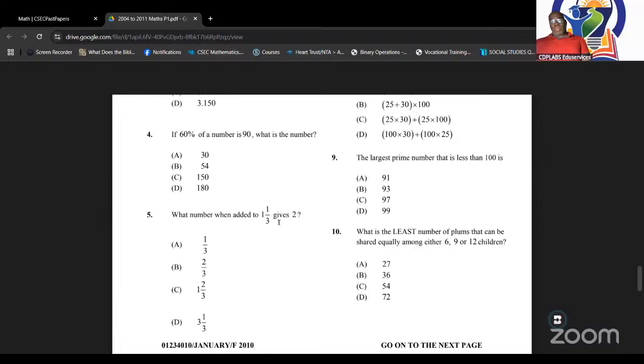Because you have 1 whole already. And if you add them together, it would give you 3 whole. Yeah, it would give you 3 whole. And so we are left with A and B. David, A and B. Okay.